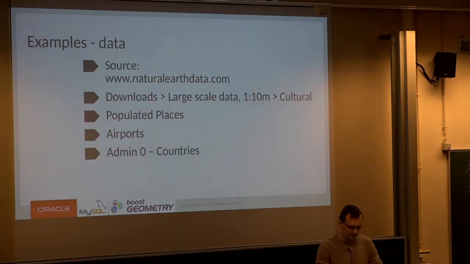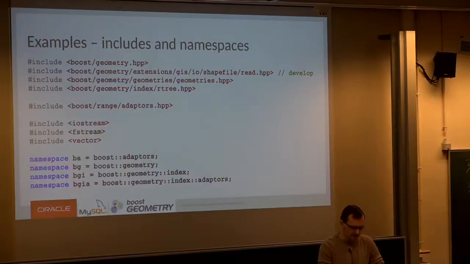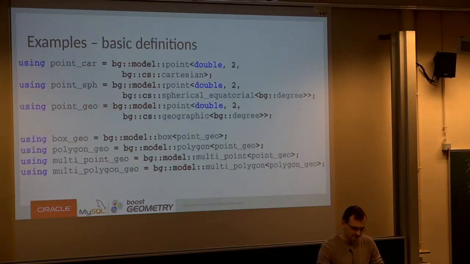I'm using the data from this website. So here are the includes and some namespaces I'll be using in the code. The second one is only if you clone the repository from GitHub, because it's a part of the code which we call extensions, but it's only for loading a shapefile. Yes, and these are basic definitions of types I'll be using.